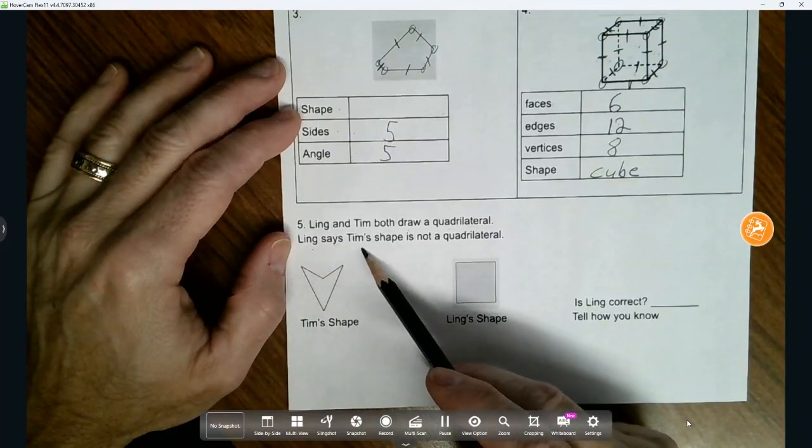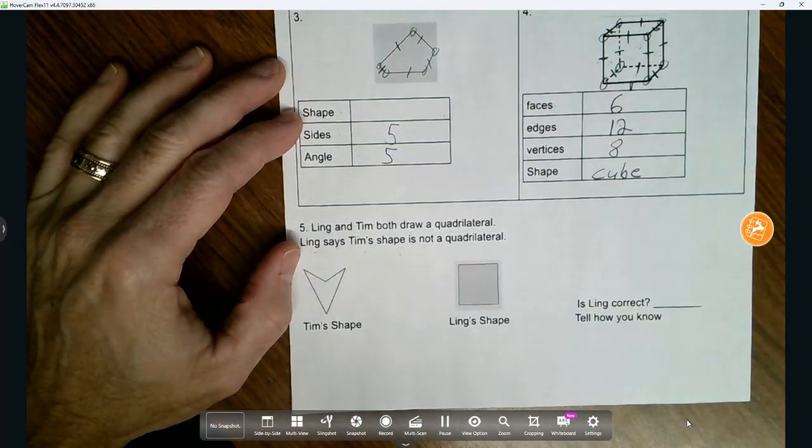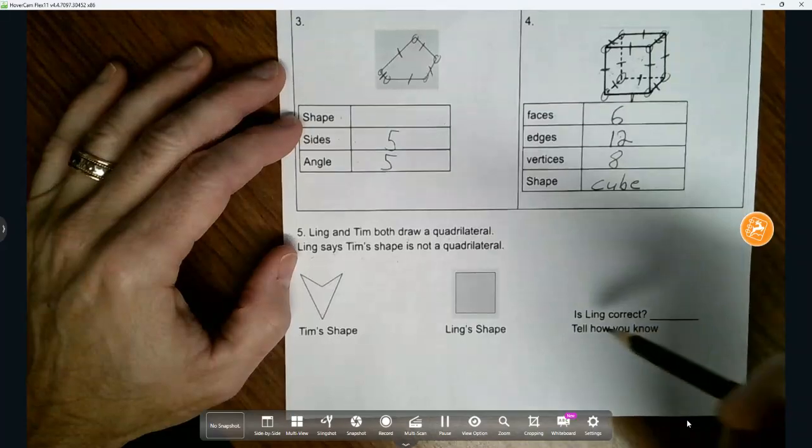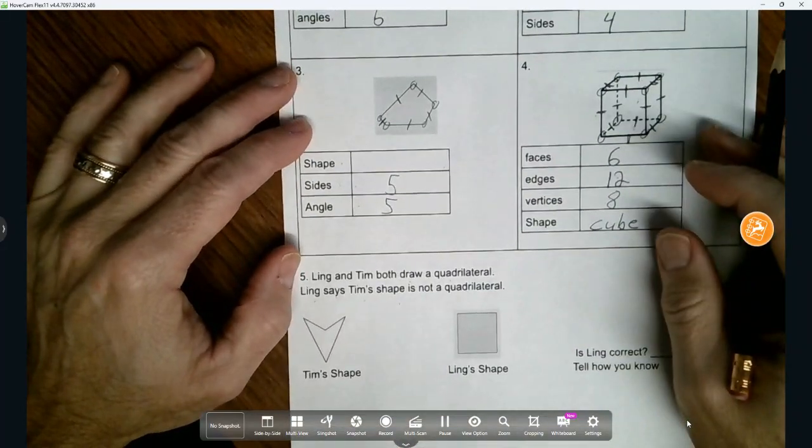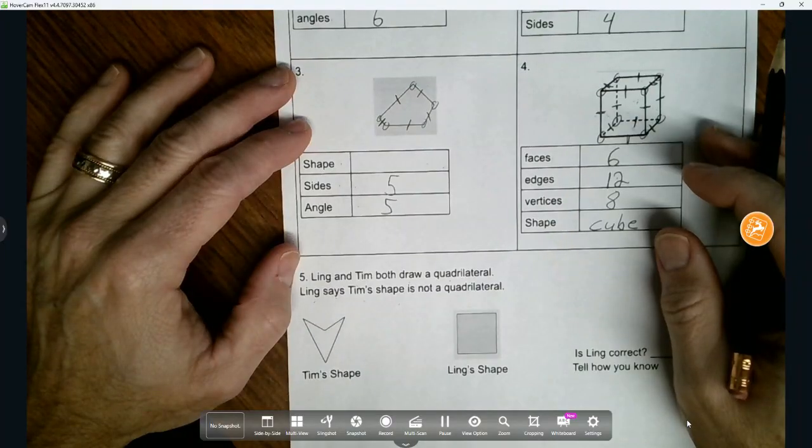Ling says Tim's shape is not a quadrilateral. Okay? Is Ling correct? Tell how you know. Well, what do we know about quadrilaterals? How many sides does a quadrilateral have? How many angles does a quadrilateral have?